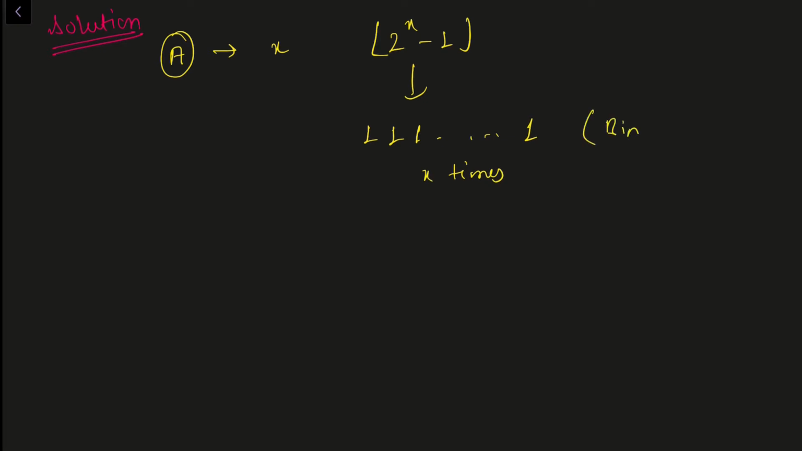Let's say we are given any integer a and the number of bits in this integer is x. Then I claim the maximum XOR that we can get is 2 raised to power x minus 1. Or basically, this also means all ones x times. This is binary representation. Now, why do I claim so?